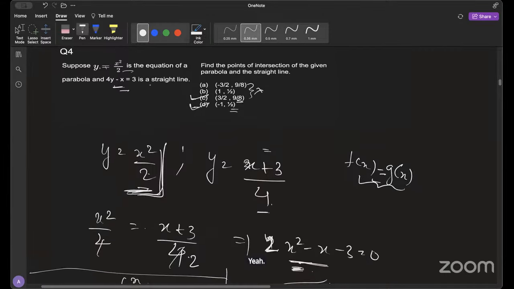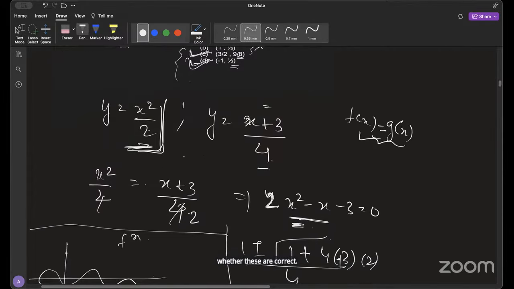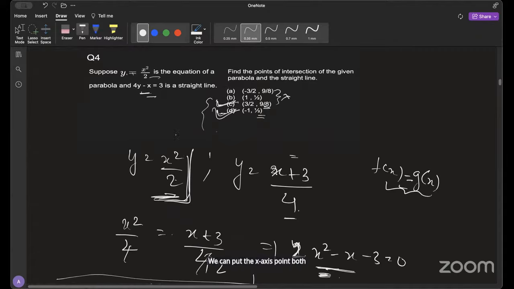If you put 1 here, you'll get half only, -1. So this option is correct. And if you put 3/2, you'll get 9/4 and 9/8. So this is correct as well. So both of these are correct in this question. So we can put the x-axis point both in the parabola and on the straight line.